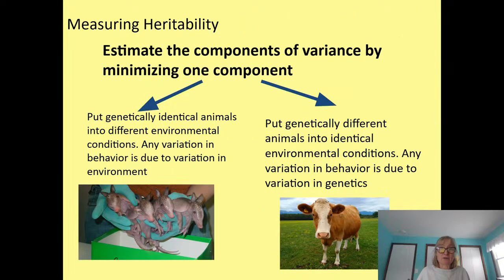How do we measure heritability? What measures do we take? Well, we can do a couple of things. We could estimate the components of variance by minimizing one component. What does that even mean?